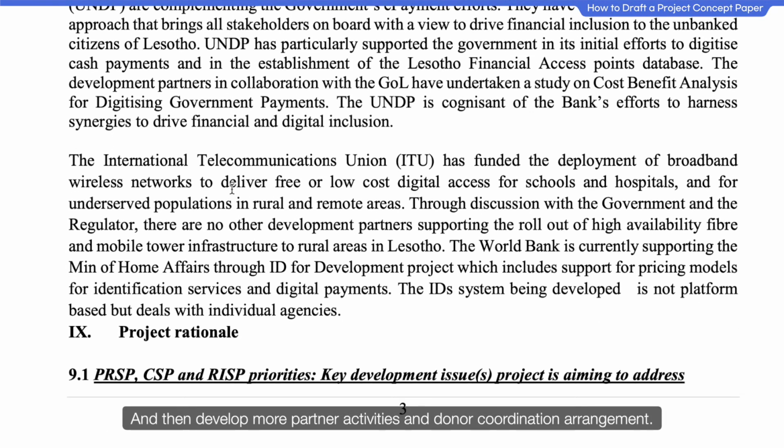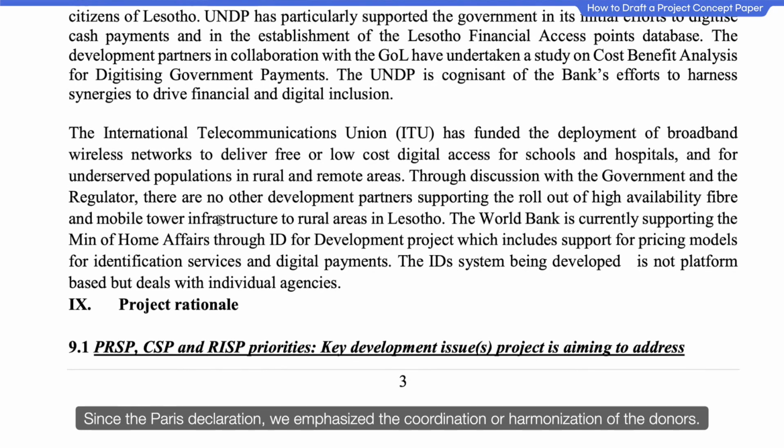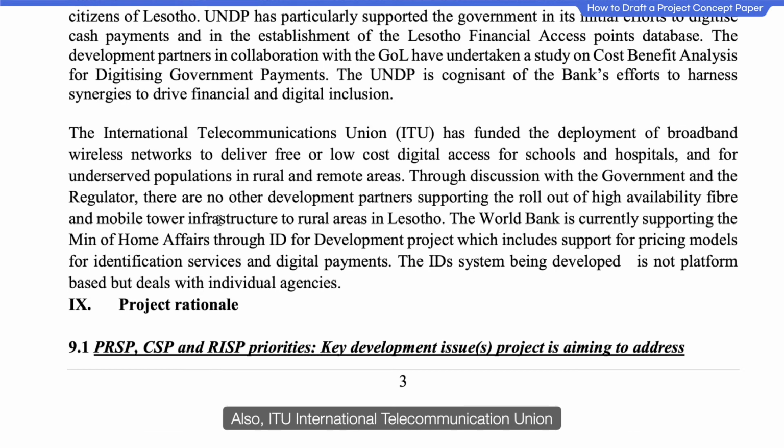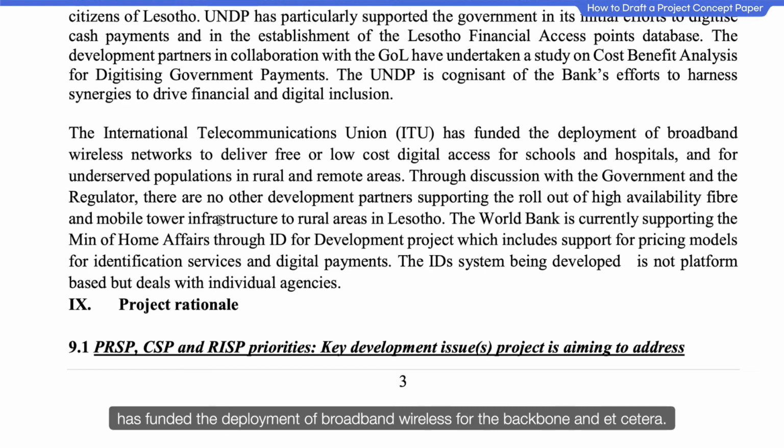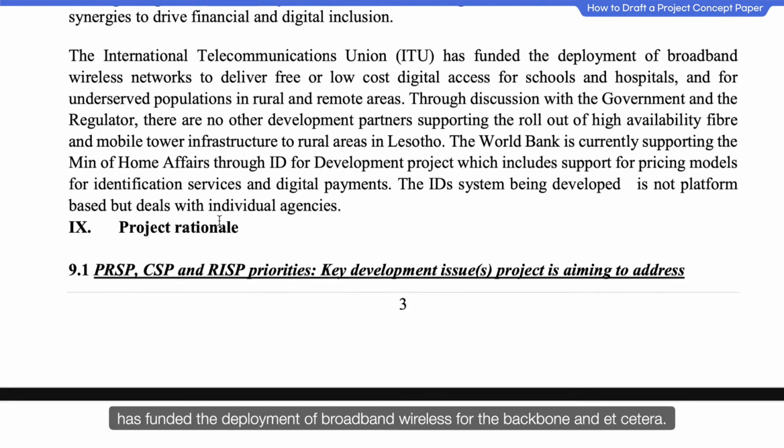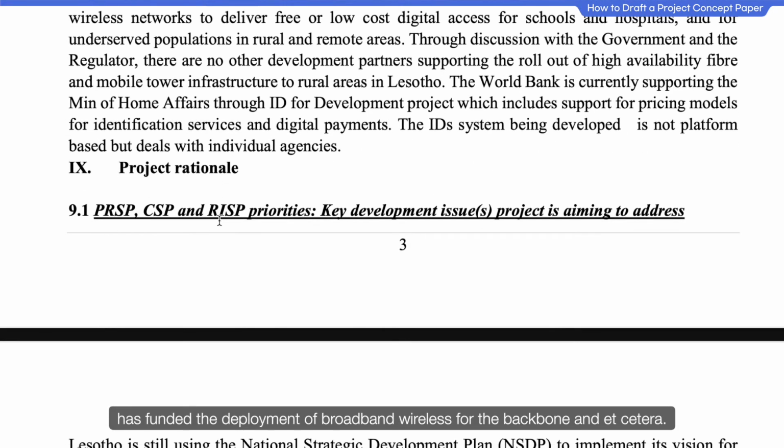And then development partner activities and donor coordination arrangement. Since the Paris Declaration, we emphasize the coordination or harmonization of the donors. So who are the usual suspects of e-payment systems and all other? Here in this country, the World Bank and United Nations Development Program, UNDP, are active. Also ITU, International Telecommunication Union, has funded the deployment of broadband wireless for the backbone, and so on.